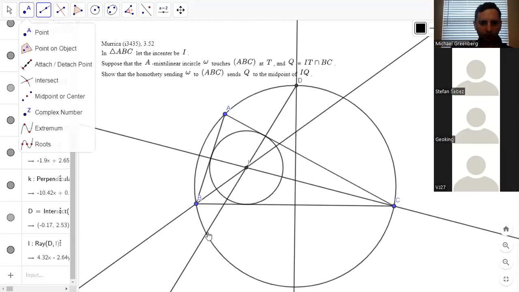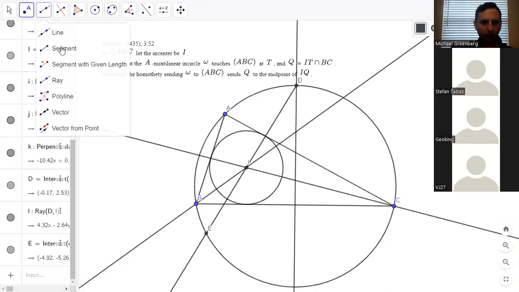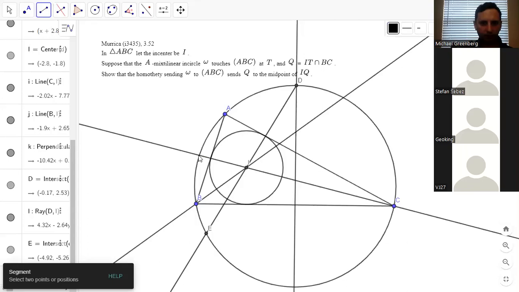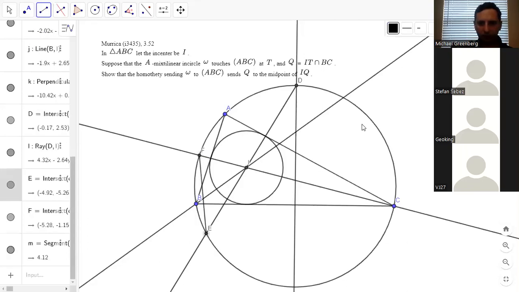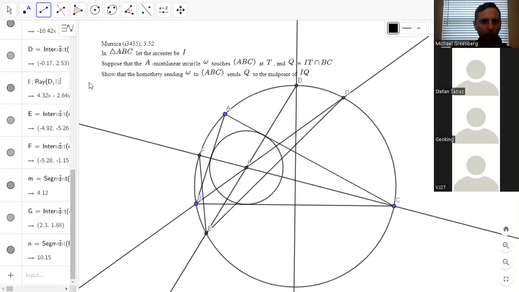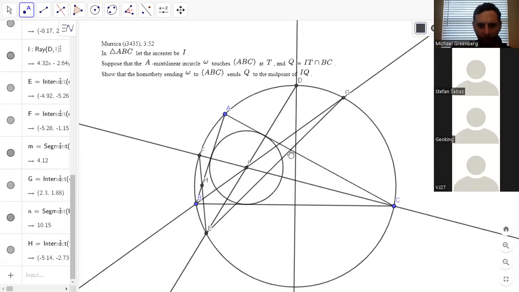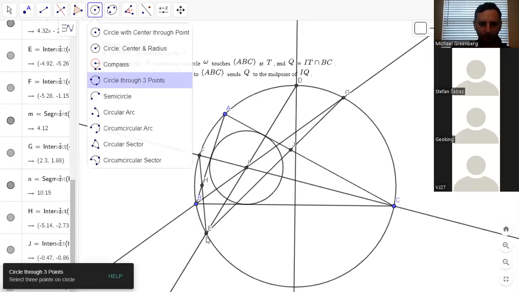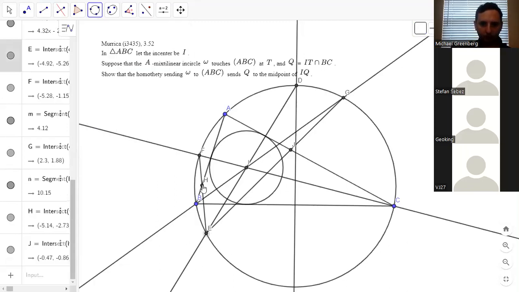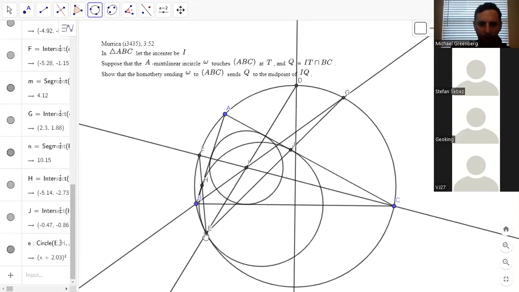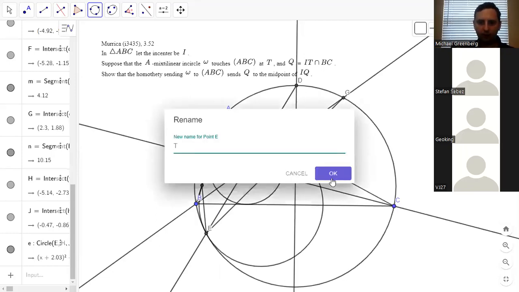So you have this point, and then you see where it intersects these two. And you see where those intersect the sides. And then I think EHJ is the mixtilinear incircle. Yeah. So this should be T. I'll call this M.